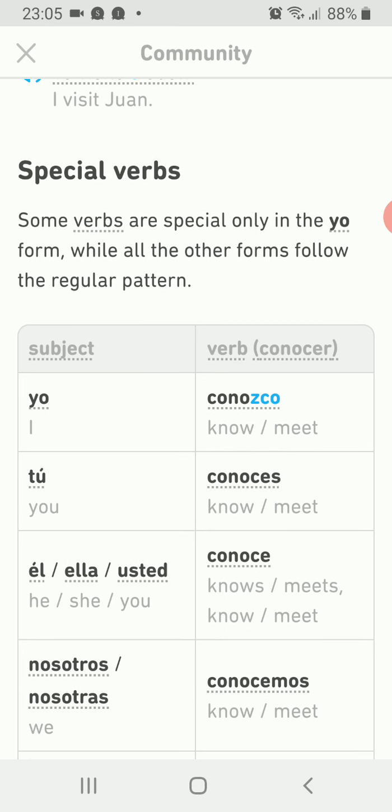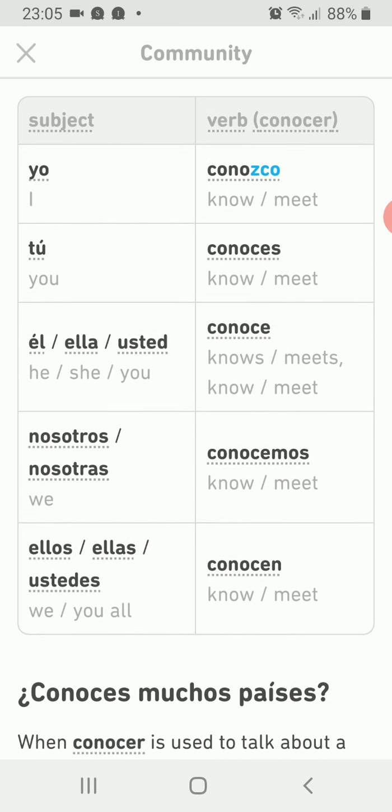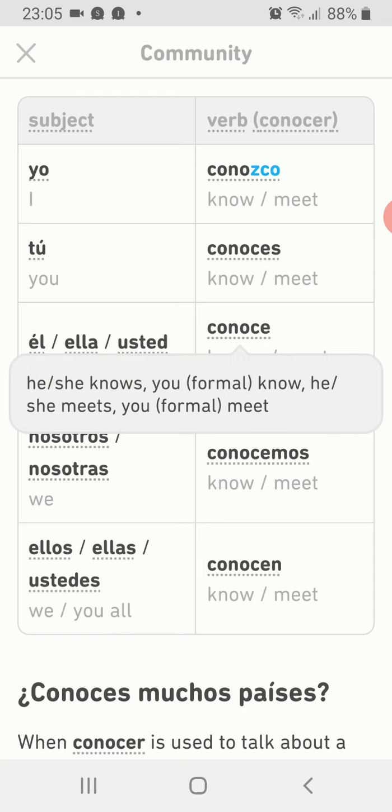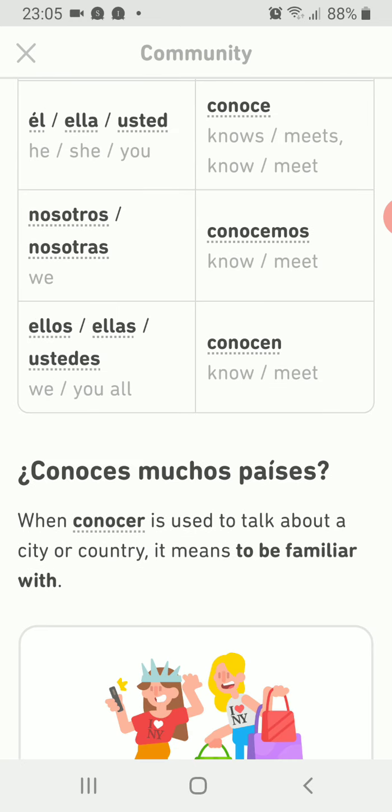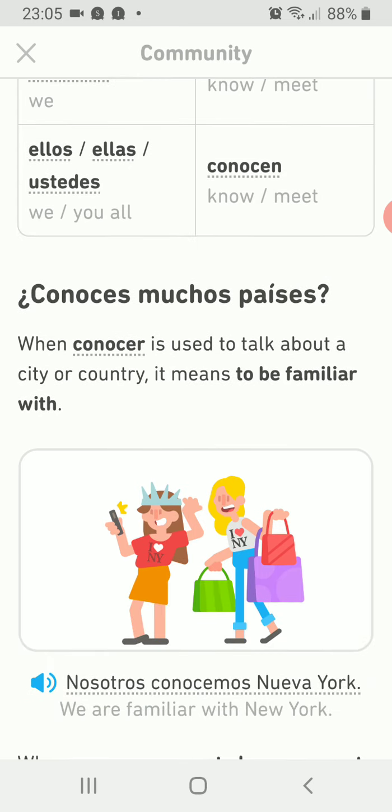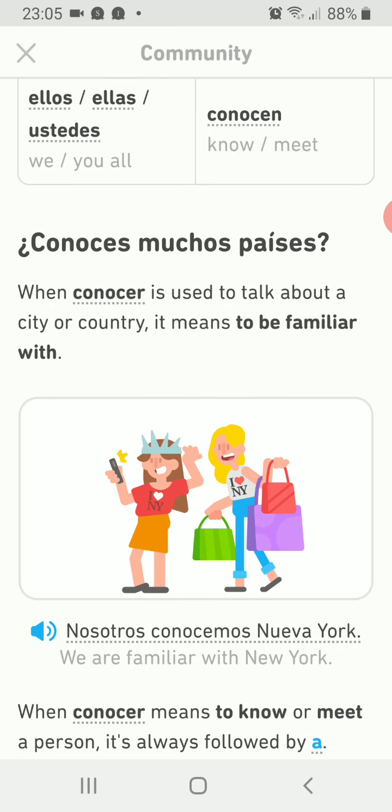So tú conoces. Él conoce. Nosotros conocemos. Ellos conocen. Okay, so we've got the idea how to conjugate the verb conocer. ¿Conoces muchos países? So, ¿conoces muchos países? Do you know a lot of countries?